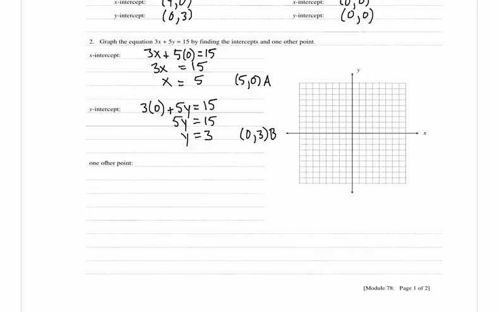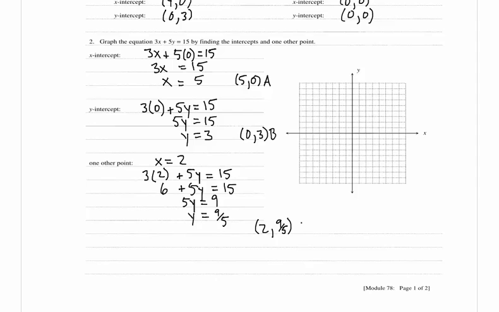And now we're going to pick another point, and I'm going to choose x = 2. So we're going to plug 2 in for x and solve for y. So we have 3 times 2 + 5y = 15. 3 times 2 is 6, plus 5y = 15. And now we're going to subtract 6 from both sides, and we get 5y = 9. And now we're going to divide by 5. So we have y = 9/5. So our other point has an ordered pair of (2, 9/5), and we're going to call this point C.